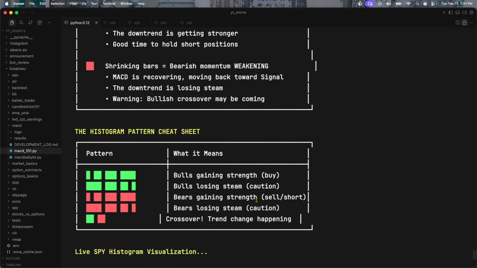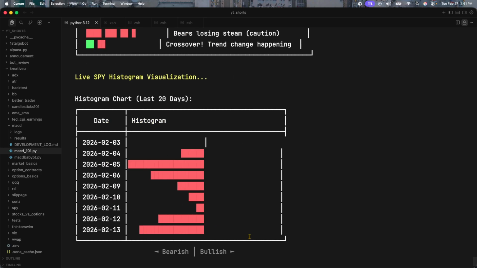So here's a histogram cheat sheet, right? If you have bars in this pattern here, bulls are gaining strength. These are times to buy. If you have bars in this pattern here, bulls are losing strength. This is time for you to be cautious. This pattern here, we have bears gaining strength. Time to sell or short our position. We have this pattern, then we have the bears losing steam. Time to be cautious. And then we have from red to green, a crossover, a trend change is happening.